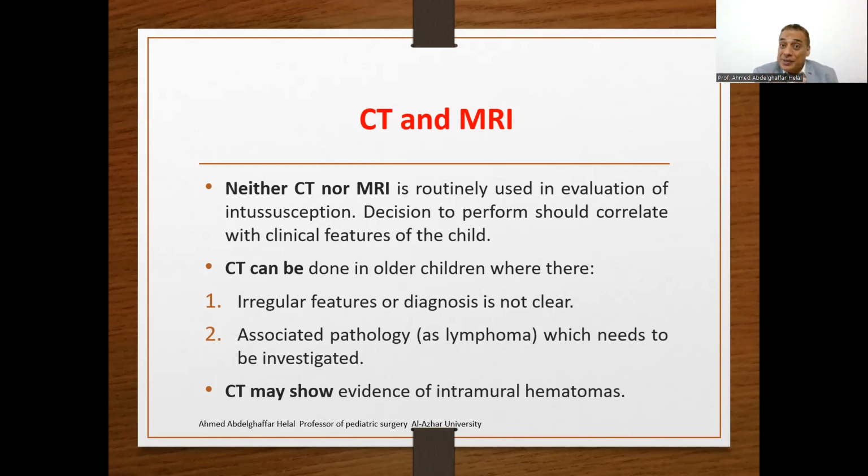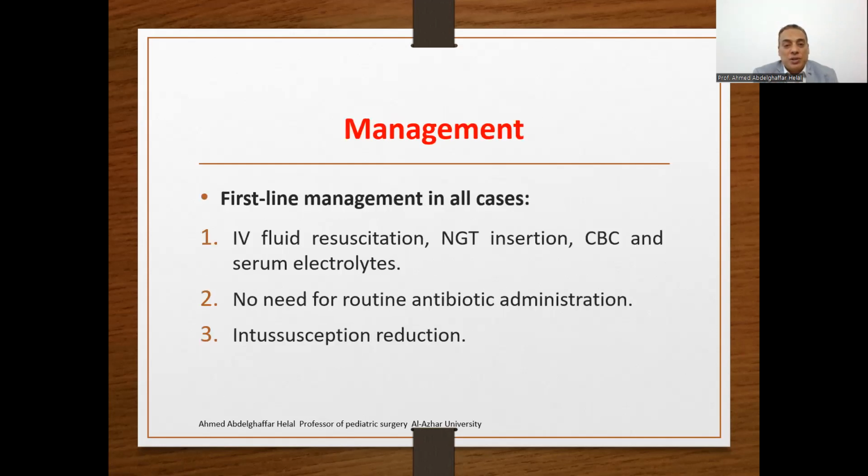So in secondary intussusception, yes, we may use the CT searching for the cause, especially if there is an irregular feature or the diagnosis is not clear, or an associated pathology such as lymphoma, which needs to be investigated. Also, the CT may show evidence of intramural hematomas. So this is the role for the use of CT and MRI in diagnosing cases of intussusception.